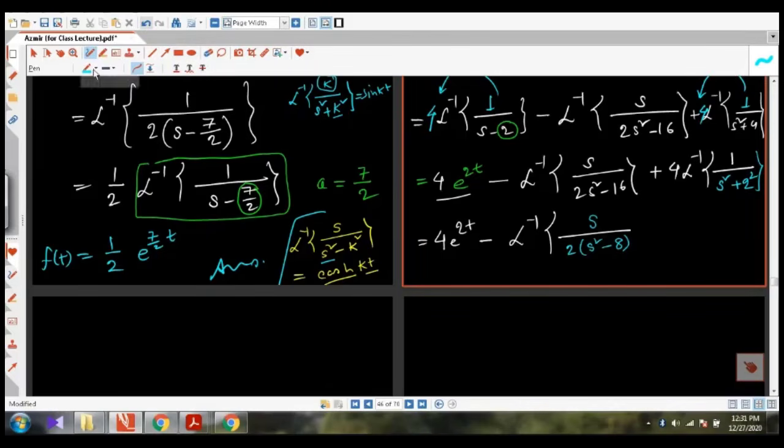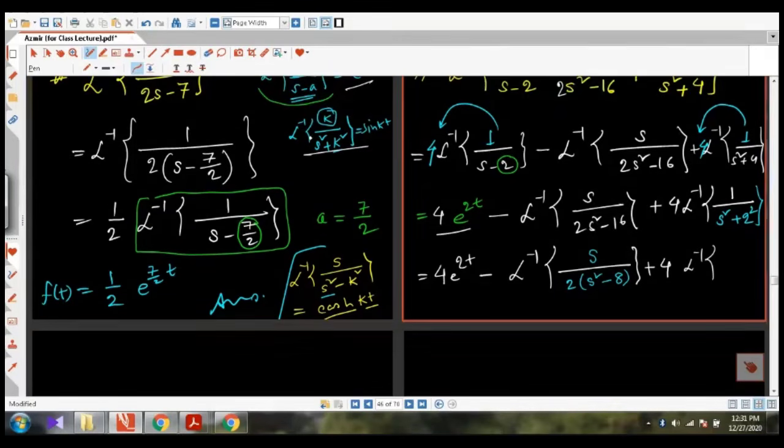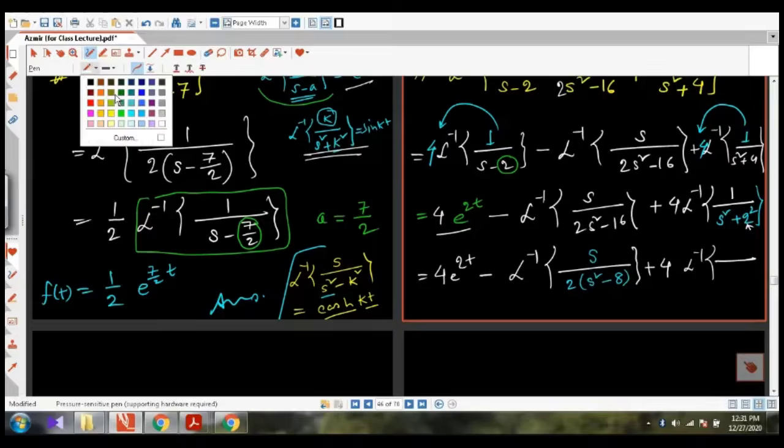Plus 4. Let's have a look on this: 1 over s square plus 2 square. It will be going with this formula, k over s square plus k square. But here the value of k is what? 2, right? Yes, sir. K should be in upper part, isn't it? Yes, sir. So let's make it similar to the formula.